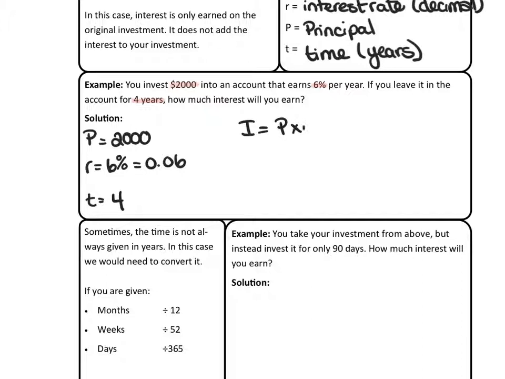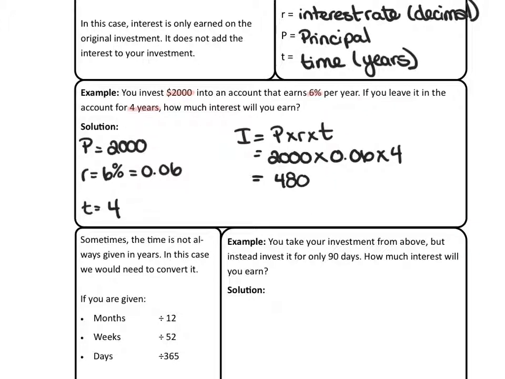I equals P times R times T. P is 2,000 times R, which we found was 0.06, times T, which was 4 years. And then we're just going to multiply it. So if you multiply this out, 2,000 times 0.06 times 4, you should get 480. Now what that means is we actually earned $480 in interest.